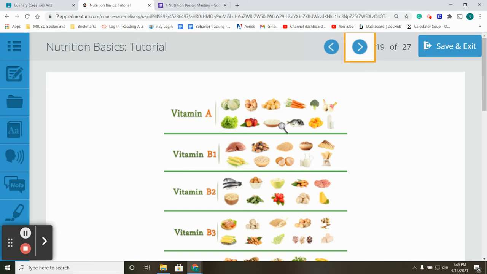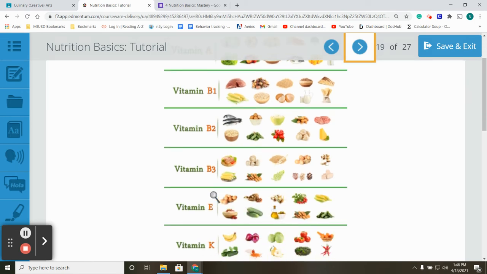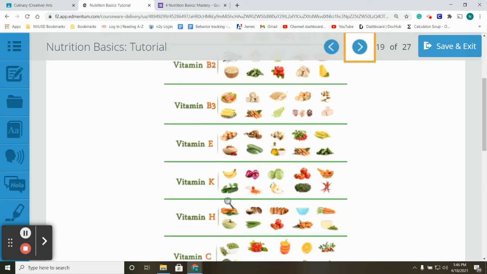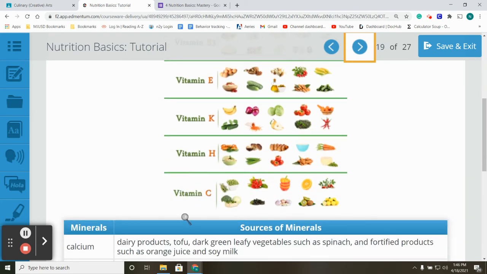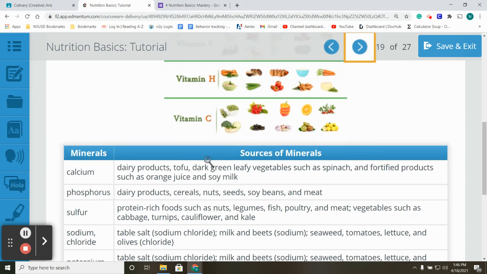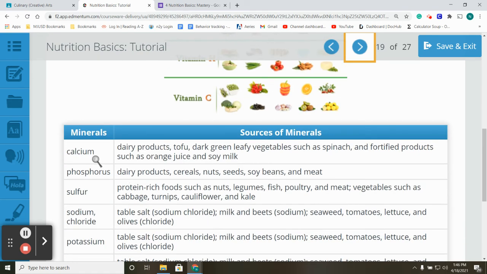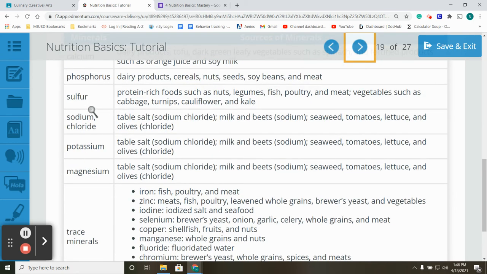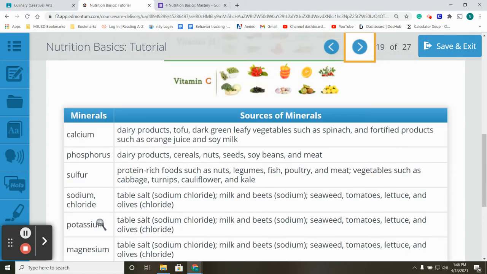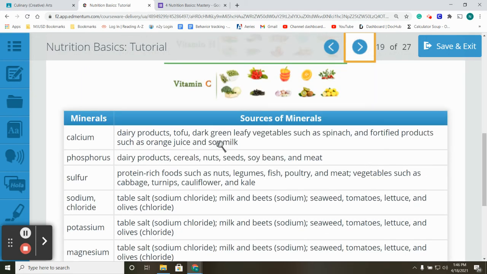So, vitamin A in these foods, vitamin B1, vitamin B2, vitamin B3, vitamin E, vitamin K, vitamin H, and vitamin C. Vitamin H, you never hear much about that. So, minerals: calcium, phosphorus, sulfur, sodium chloride, potassium, magnesium, trace minerals. Calcium is dairy products, tofu, dark green leafy vegetables such as spinach, fortified products such as orange juice and soy milk. Phosphorus, dairy products, cereals, nuts, seeds, soybeans, and meat, etc.